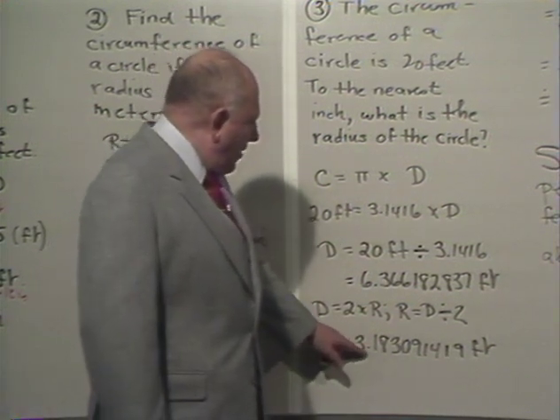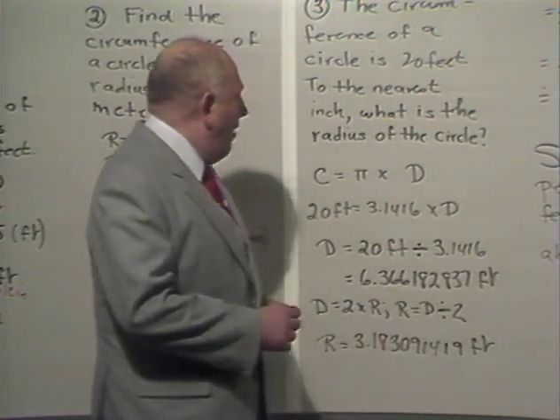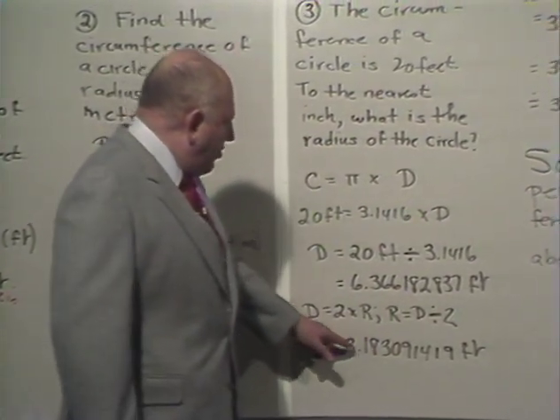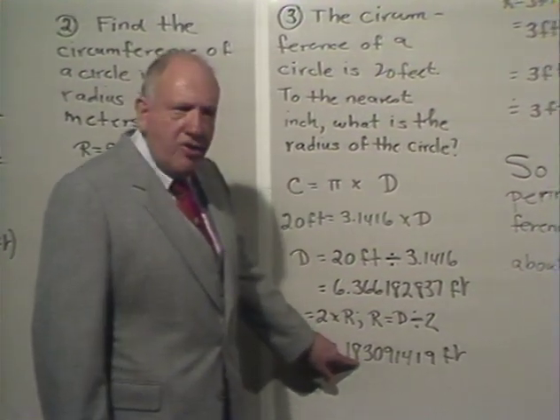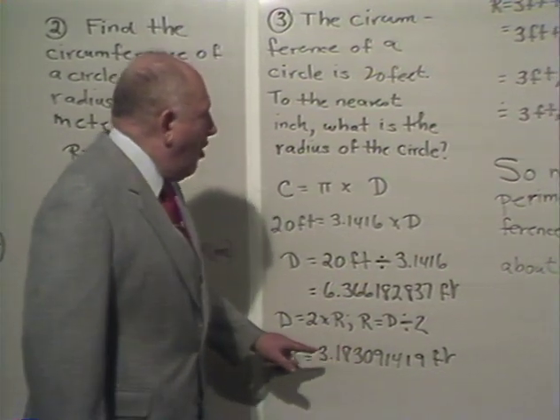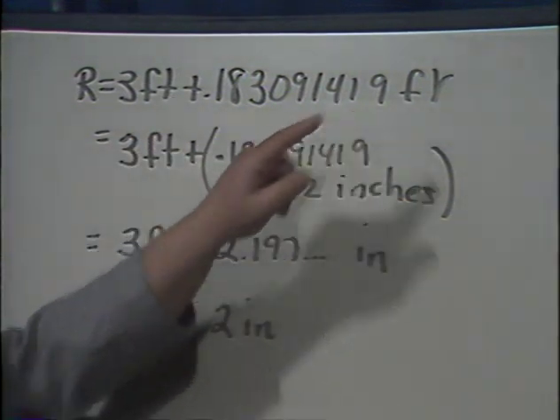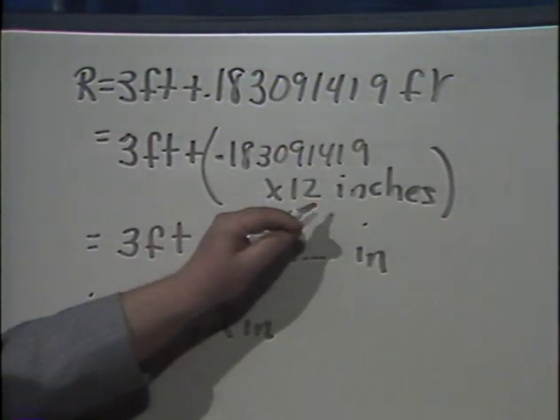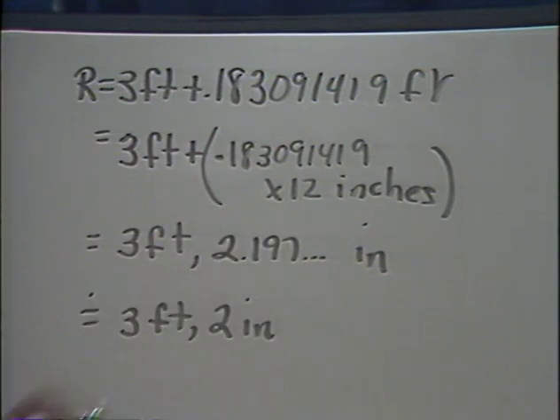So the radius is 3.183091419 feet, but the problem says what? Find the radius to the nearest inch. So I know it's 3 feet, but how many inches? And it's not 18 inches, and it's not 1.8 inch. What you have to remember is that this stands for 3 feet plus this fractional part of a foot. A foot is 12 inches, so it's this fractional part of 12, which comes out to be 2.197. So to the nearest inch, this is 3 feet, 2 inches.